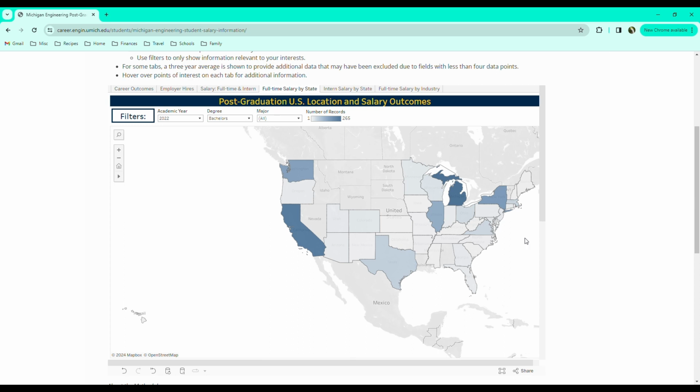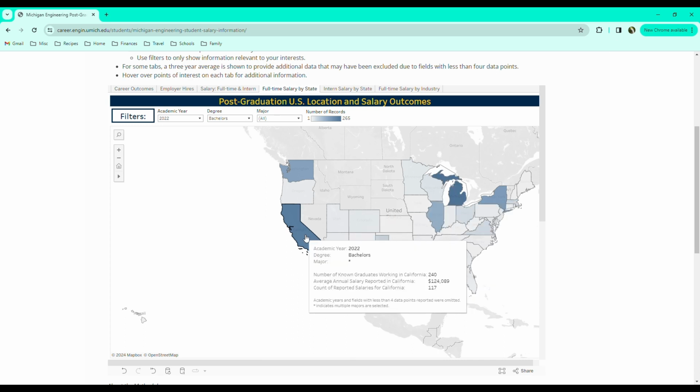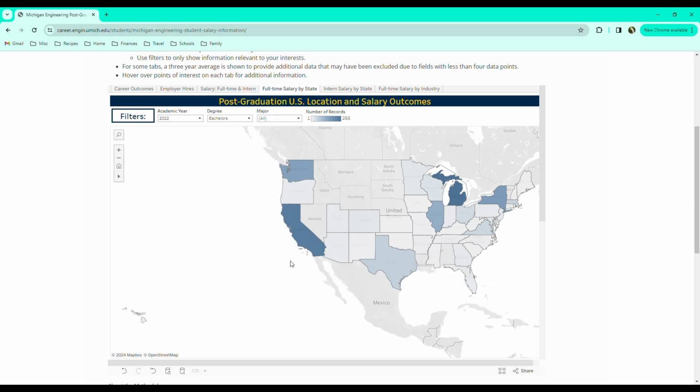So for Michigan, this is just for academic year 2022, 265 students who graduated from the School of Engineering stayed in Michigan. So I'm just going to use the number of graduates right now as we compare states. So 265, and then if we go to California, that's 240. That is a significant number of students from the University of Michigan that are going elsewhere.